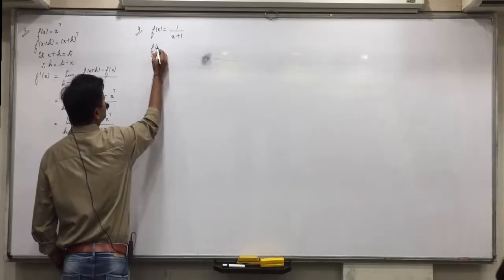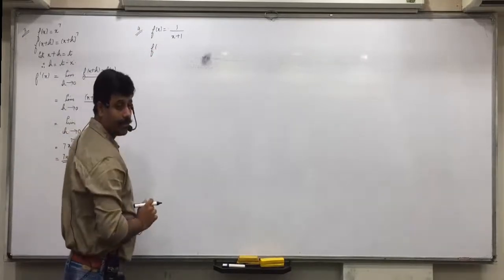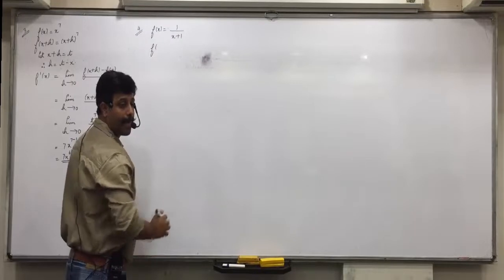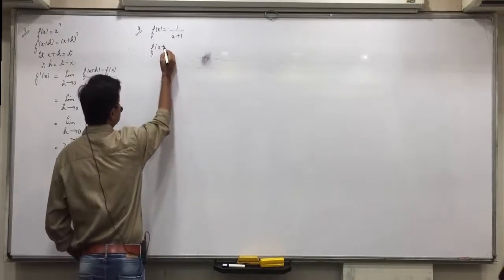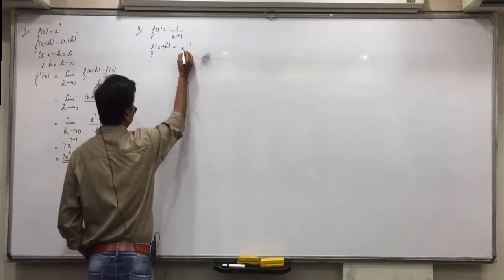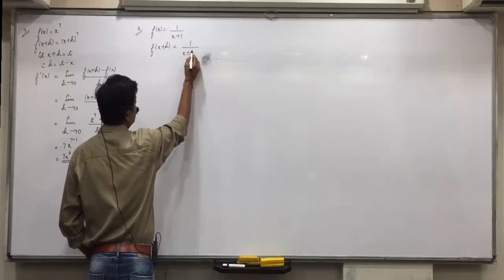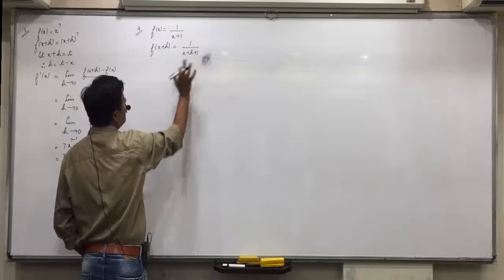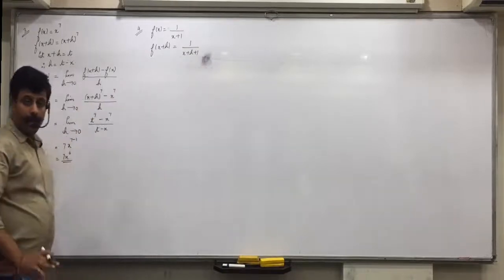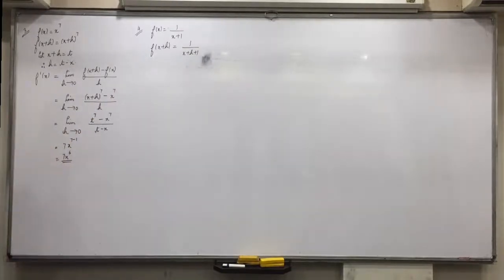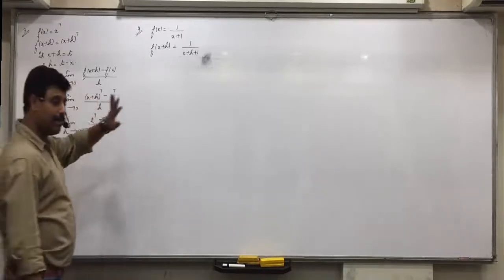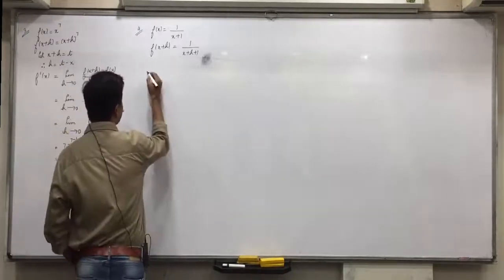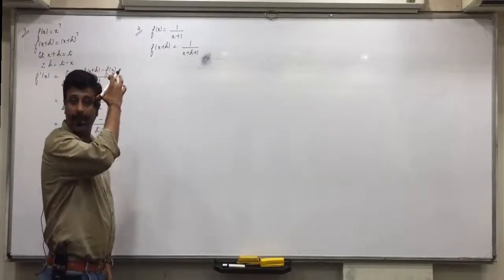f(x) equals 1 upon x plus 1. So f(x+h) equals 1 upon x plus h plus 1. Yes, in place of x we'll put x plus h plus 1 as it is. Will we take t? Now we'll not take t. As I said, t you will take only when there is some power. Here simple simplification is to be done, so directly we'll apply the formula.